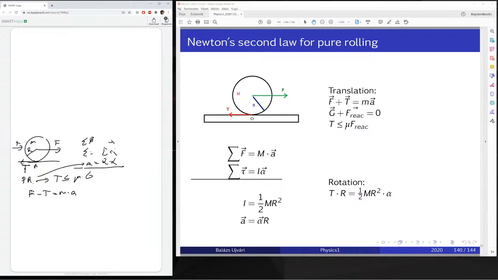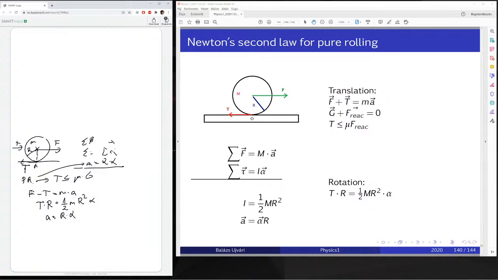What is the force that can rotate the system, that can create any torque? Since the force goes through the origin, the axis of the rotation, like in the seesaw example, that won't rotate. Only the friction rotates, by the lever arm R, since the distance between the origin and the action point of the friction is R. The moment of inertia for a cylinder is 1 over 2 m r square, and here we have an extra alpha. A equal R times alpha.